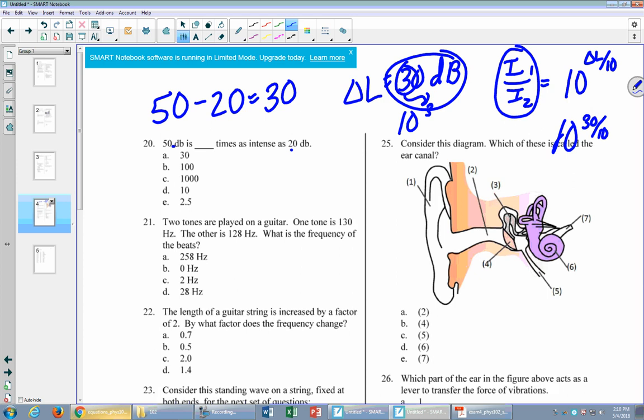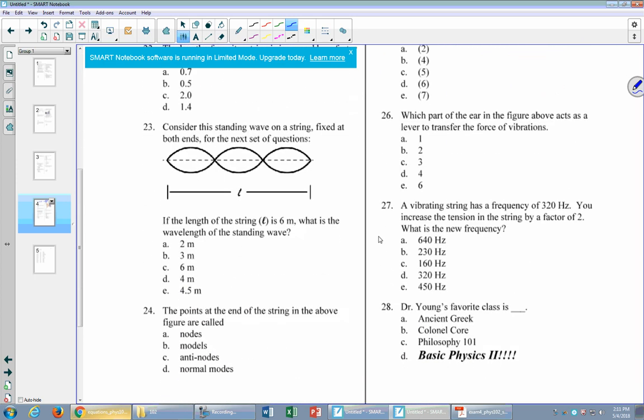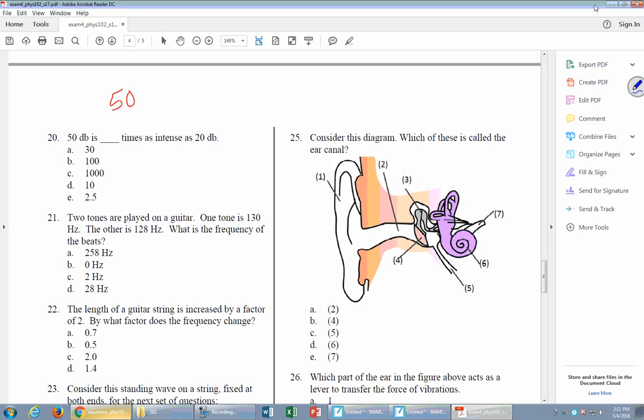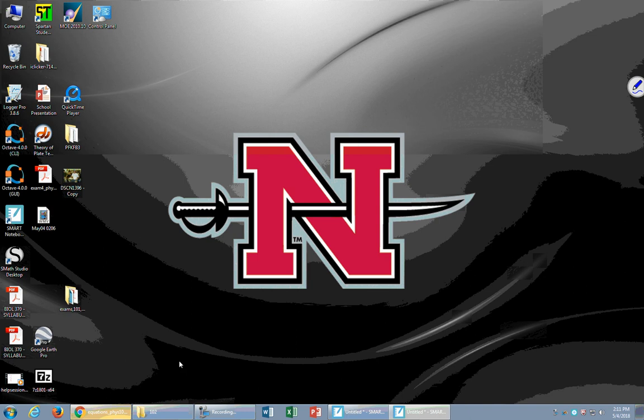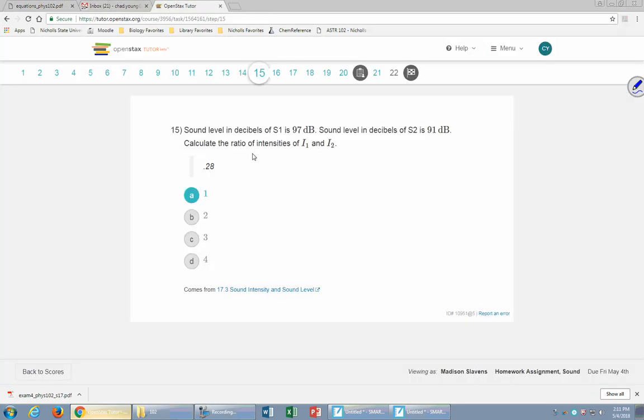Now, you might also see some questions. You will see a question, actually. Where is it? Well, I think one of that OpenStax question was a dB question. You want to look at that? Was it? All right, so an intensity level question. All right, so sound intensity, our sound level in decibels is 97 dB, and S2 is 91 dB. Calculate the ratio of the intensities.